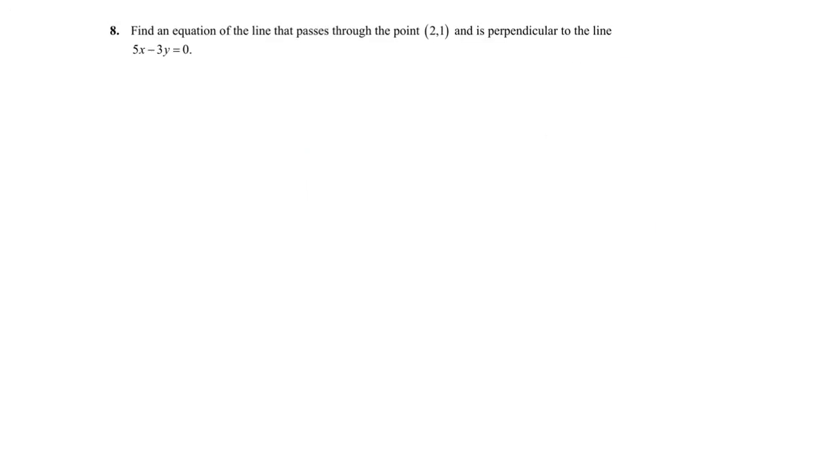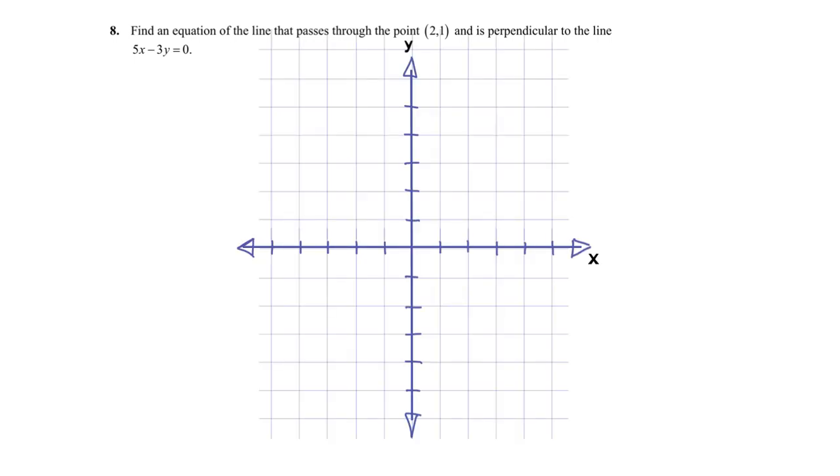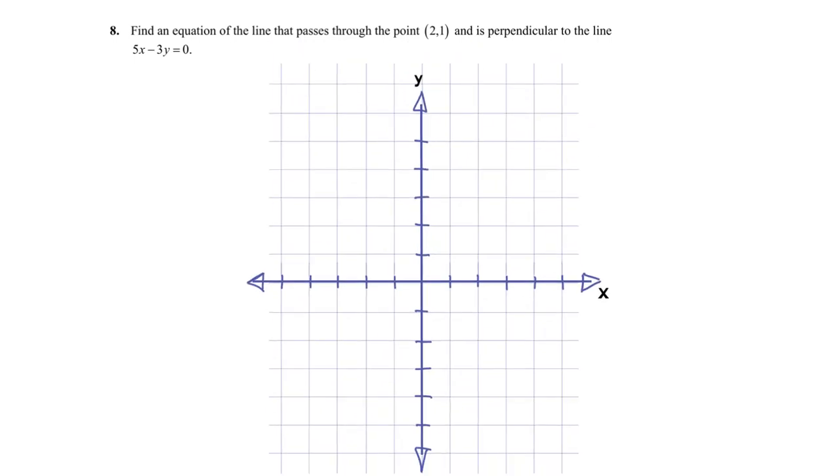Now, problem number 8 says find the equation of the line that passes through the point 2, 1. The point 2, 1 is here. 2, 1 is this point. And it is perpendicular to the line 5x minus 3y equals 0.